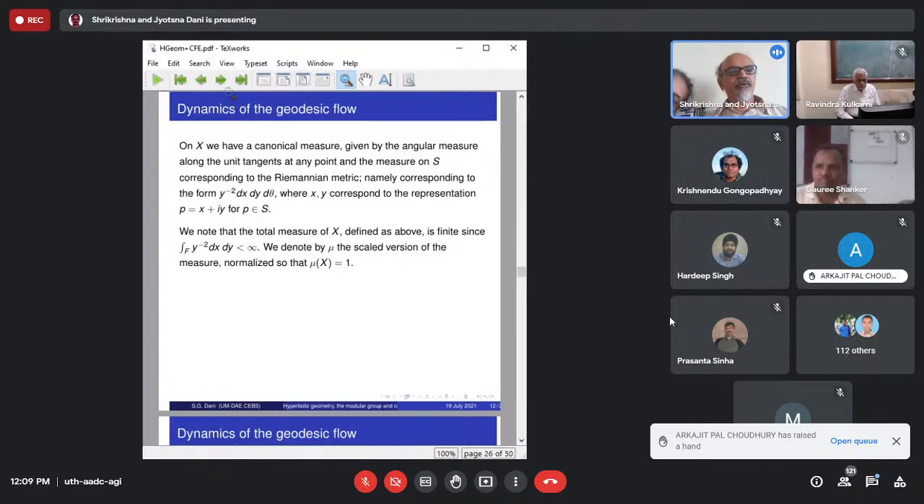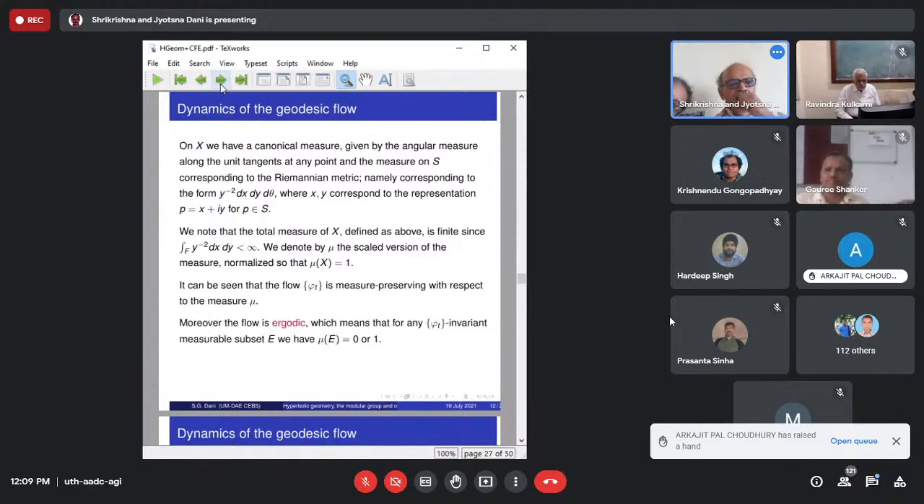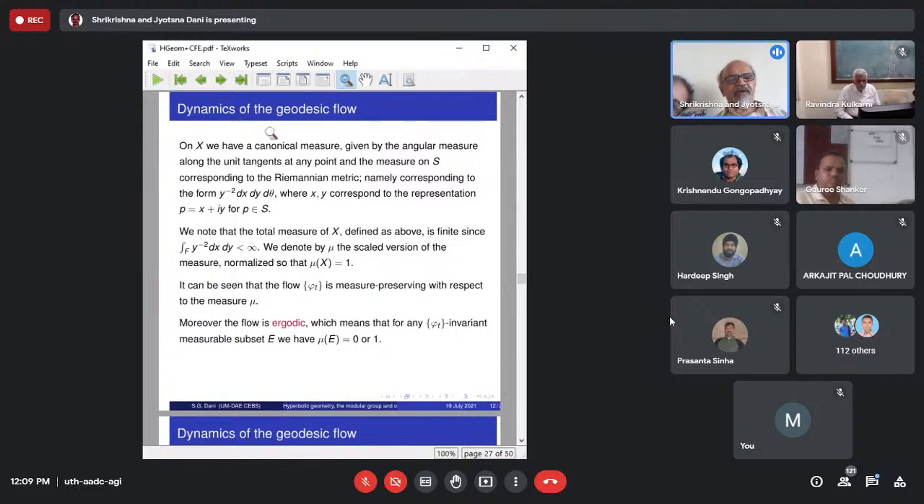Yeah. So now that is a space X, and on that we have the flow phi t, and we have the measure mu. First of all, it's not said here, but I think the measure is invariant under the flow. You know what it means?